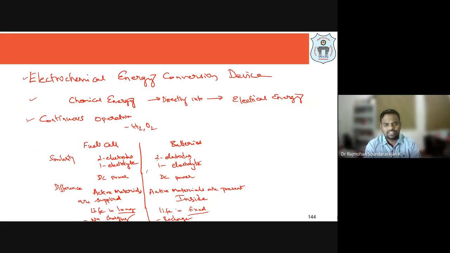Whereas in the case of fuel cells, the life is long because as long as we are supplying hydrogen and oxygen to the system, it will keep generating electricity. And even if it is a rechargeable battery, we need to recharge it, whereas in the case of fuel cells, no such charging is required, right?